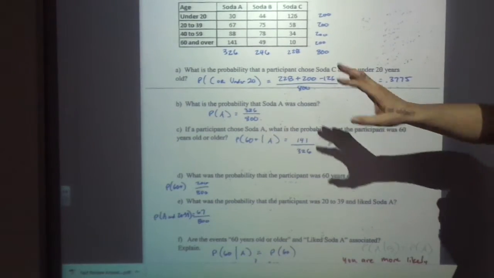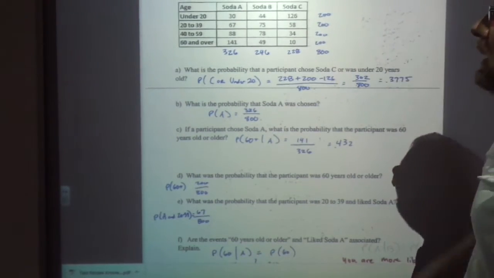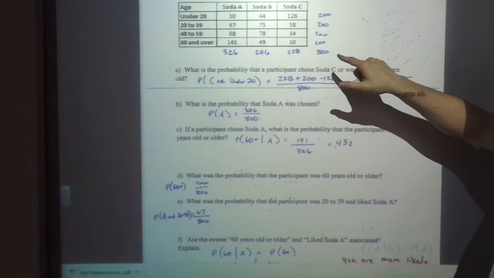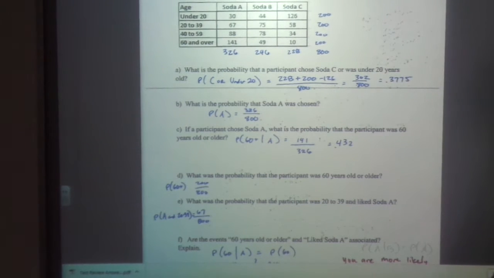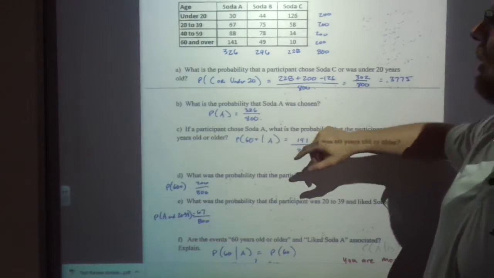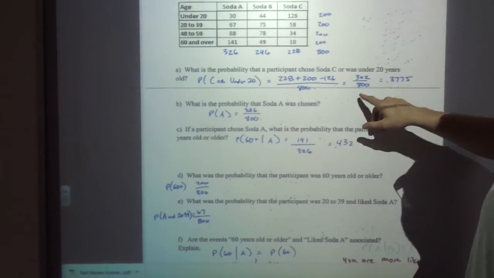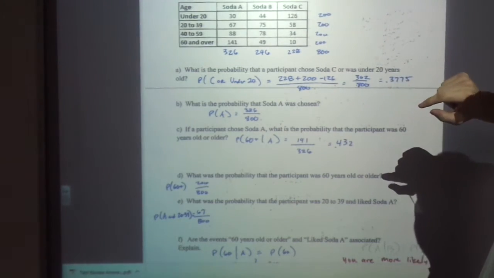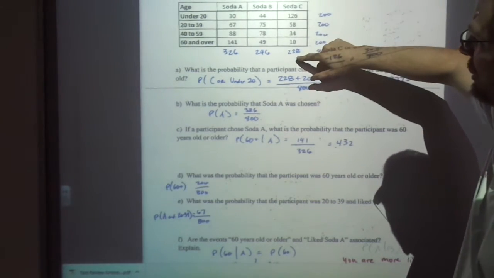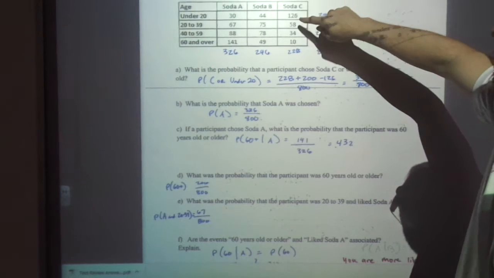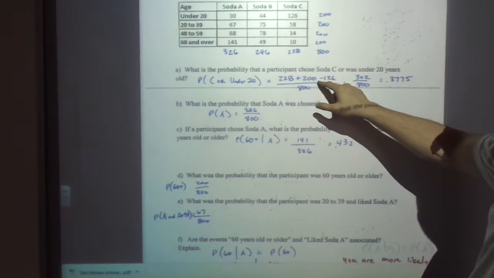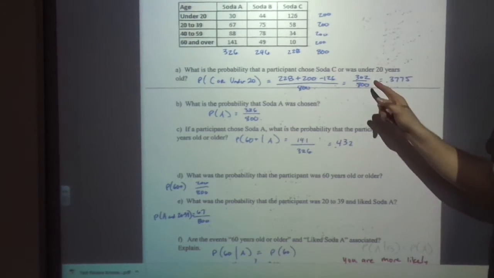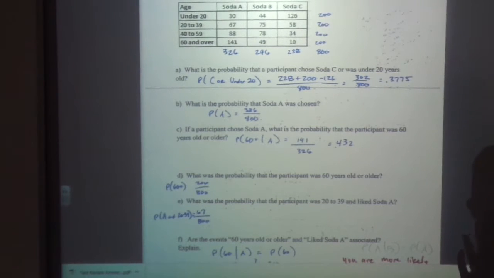Soda company, first thing to do is to do all my totals. Then the probability that it was soda C or under 20 was just like the problem before. I take all the people that are under 20, this is 200 of those, plus the people that like soda C, which is 228, but these 126 I have double counted, so I need to subtract those. I get 302 out of 800.